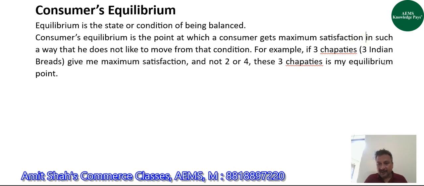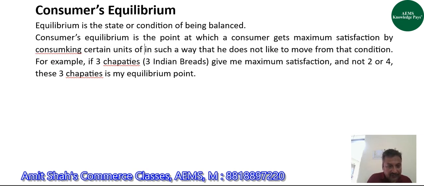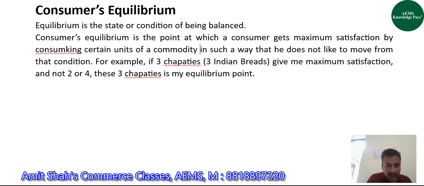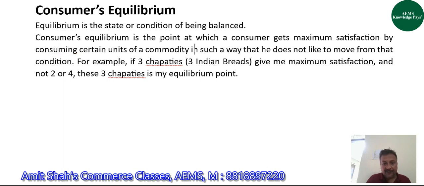I'm changing little bit here, which also I've explained you guys. So consumer's equilibrium is the point at which a consumer gets maximum satisfaction by consuming certain units of a commodity in such a way that he does not like to move from that condition. You can note down this now.